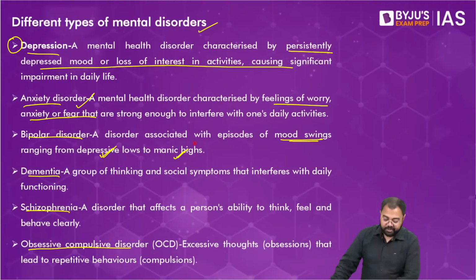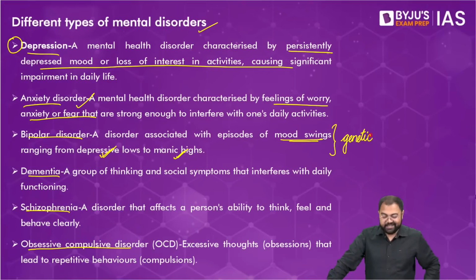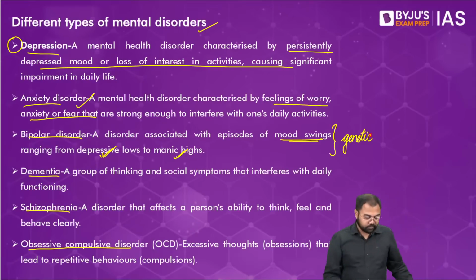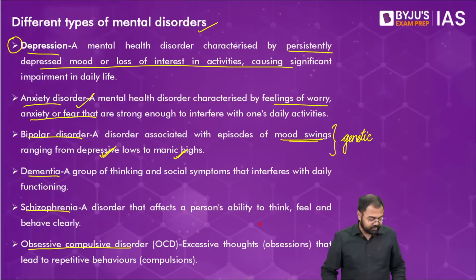Now, in case of bipolar disorder, what we have observed is that it can be genetic in nature. A person who is suffering from bipolar disorder, their children might also suffer from bipolar disorder. So we have seen that there are possibilities of these kinds of scenarios as well.